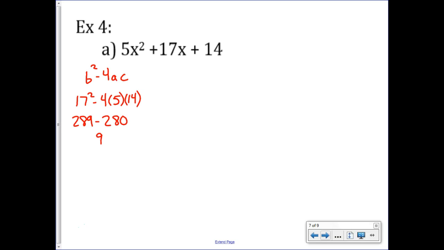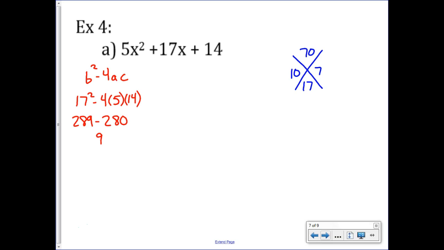We're going to multiply a times c. So 5 times 14. That gives us a value of 70. We need to find two numbers that will multiply to 70 and add up to our middle term of 17. You may have seen this like this. So those two numbers would be 10 and 7. 10 times 7 is 70. 10 plus 7 is 17.